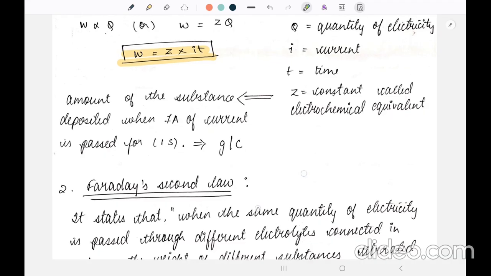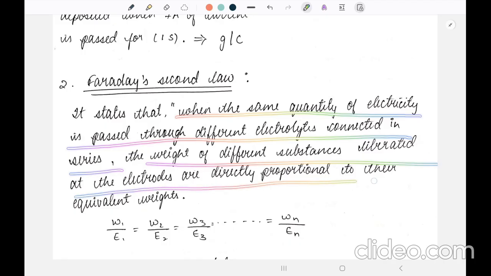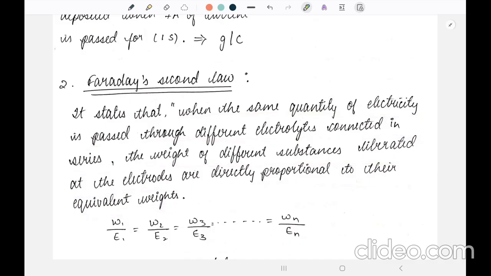Now Faraday's second law. It states that when the same quantity of electricity is passed through different electrolytes connected in series, then the weights of different substances liberated at the electrodes are directly proportional to their equivalent weights.